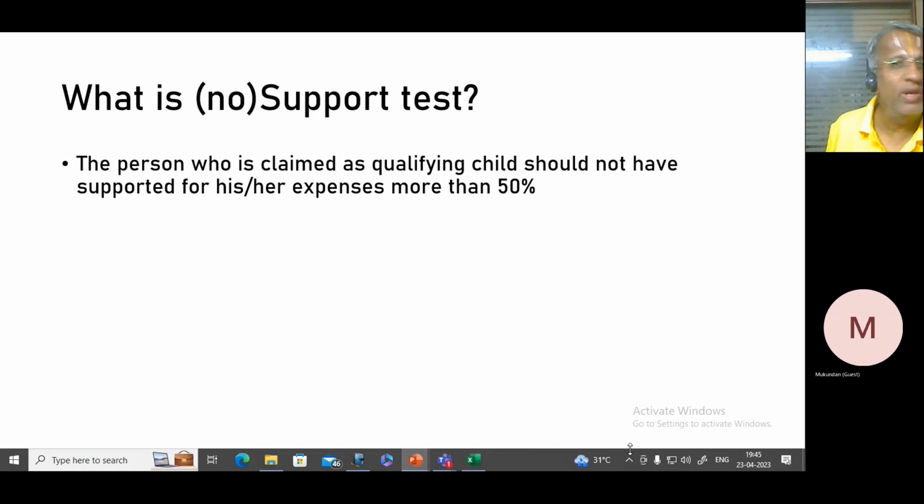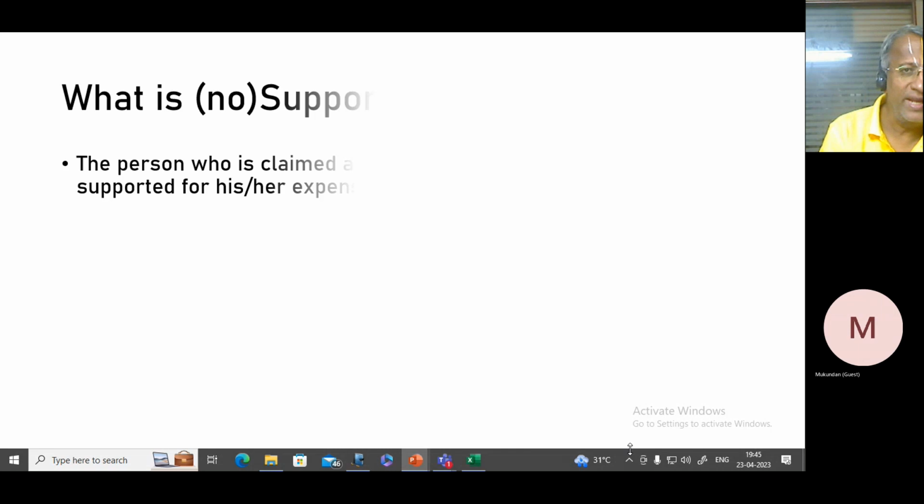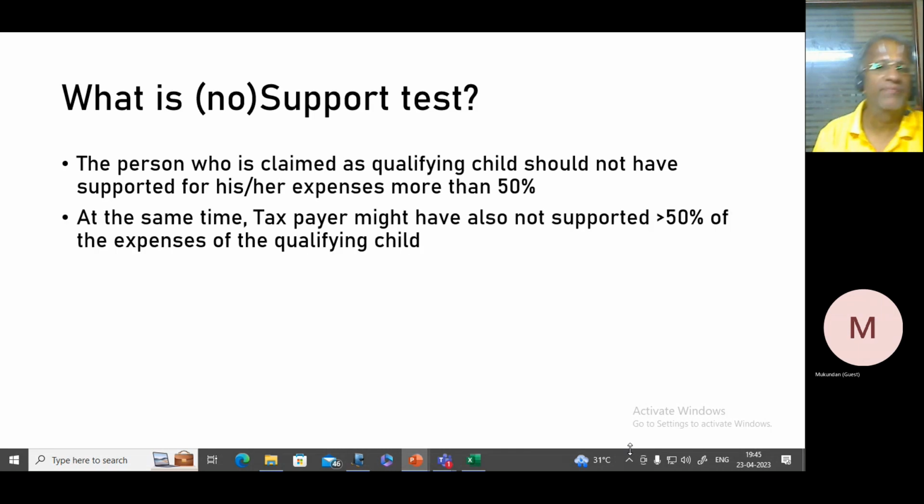And one important thing that we have just found out is that it should be a daytime program. Next, the person who is claimed as a qualifying child should not have supported his or her own expenses for more than 50%. Up to 50% is okay. More than 50%, then there is a problem, so it will automatically get disqualified.